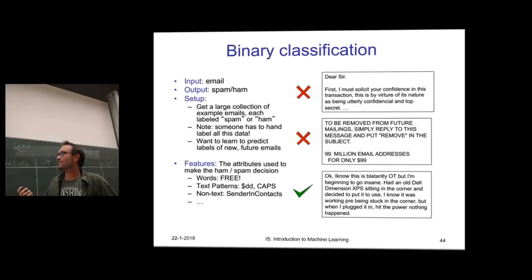So the task is binary classification. We just want a piece of text, such as you get in an email every day, and you want to define a model that distinguishes between the ones that you want to read and the ones you don't want to read, so the spam and the ham.